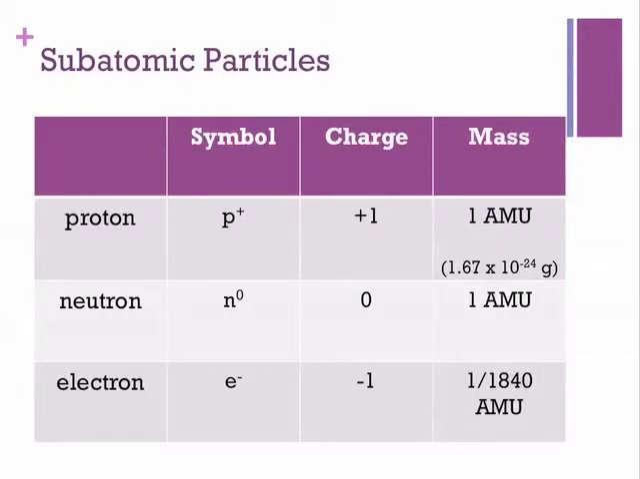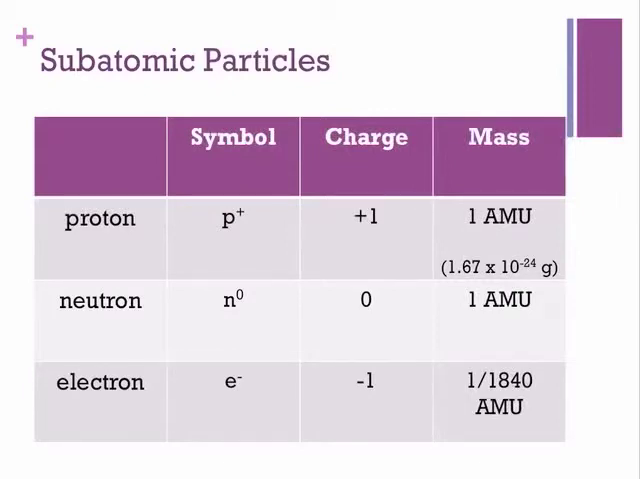The symbol for proton is P with a superscript positive sign, because a proton has a charge of +1. A proton also has a mass of 1.67 times 10 to the negative 24th grams. That means this number has 23 zeros between the decimal and that 1. It's an extremely small number.